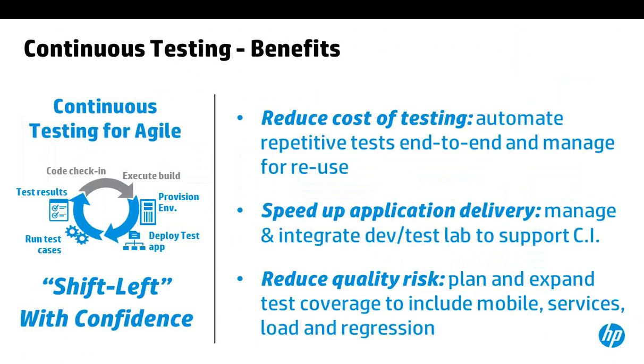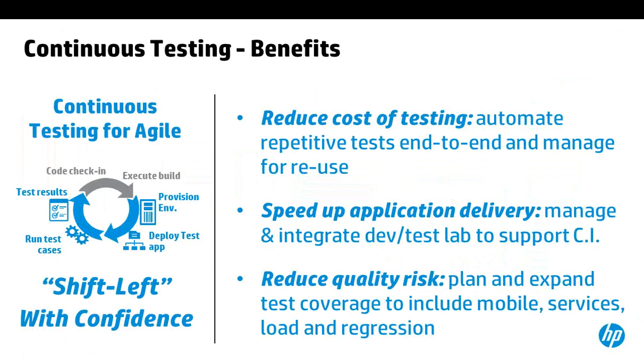So when we talk about making testing and automation work in the Agile world, we are really talking about continuous testing. The benefits that we can easily arrive at from this are, first of all, reducing the cost of testing, which is what automation promises. Instead of doing the same manual effort repeatedly, if you can automate it, it can reduce cost for you. It can also speed up the delivery of applications for you.